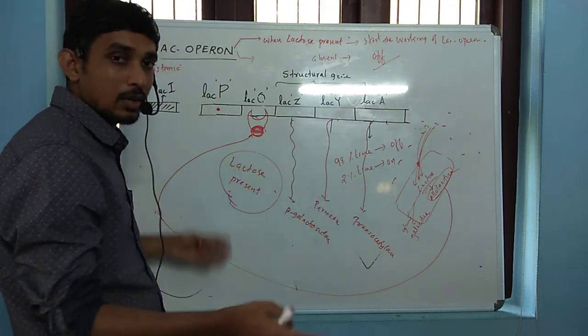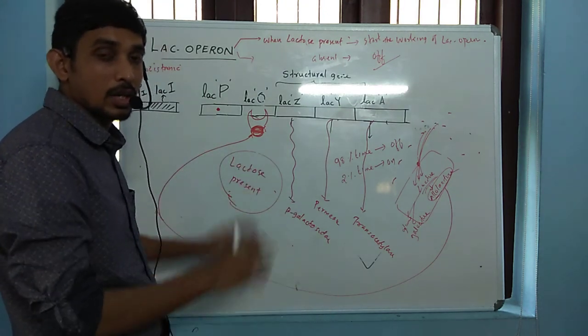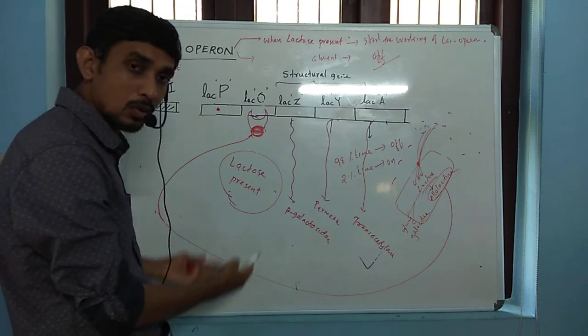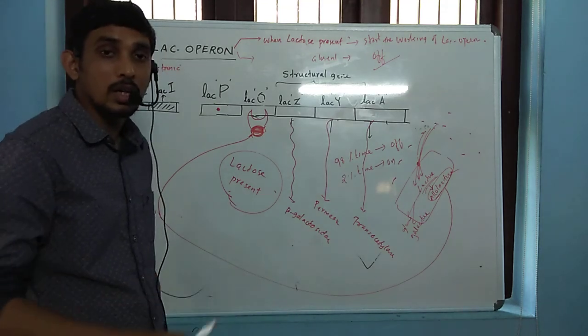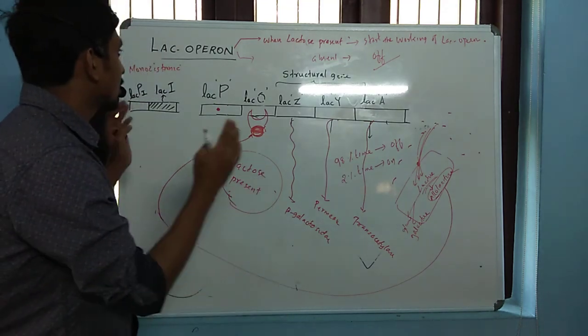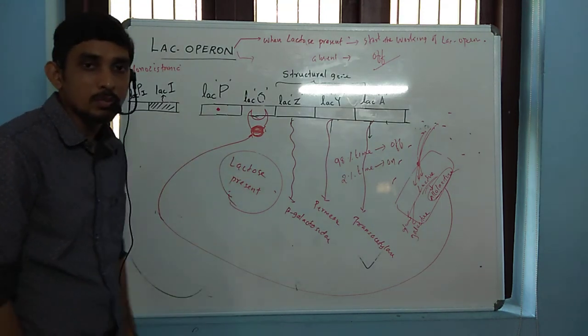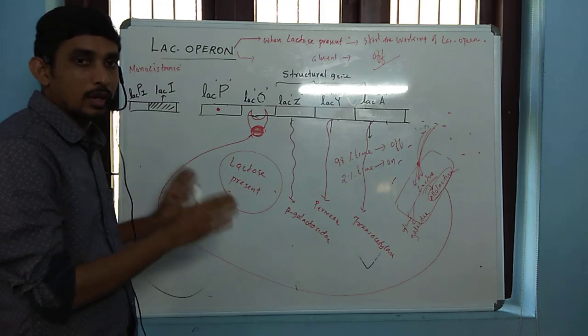That is why lactose can be cleaved into glucose and galactose, and after that the cell can produce an immense amount of energy from glucose through glycolysis and from galactose through another operon called the gal operon. Okay, that is the main concept of the lac operon. This is the broad concept of the lac operon.